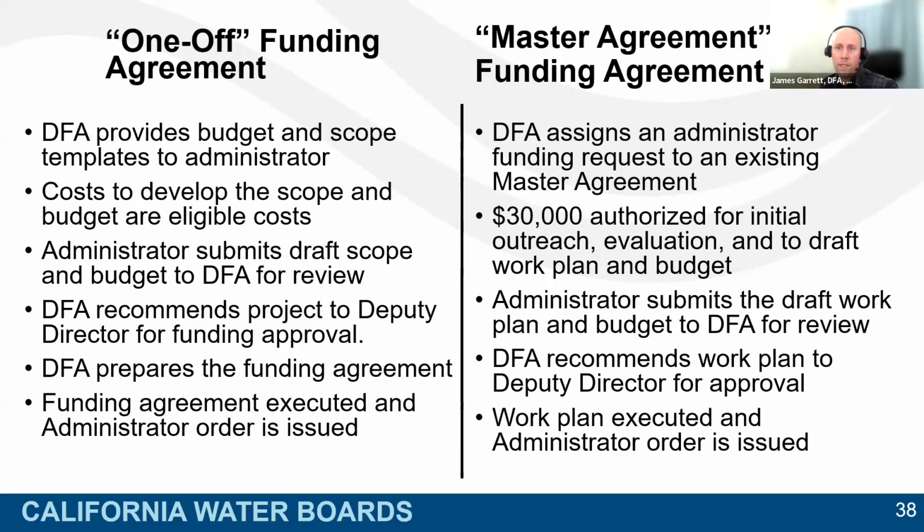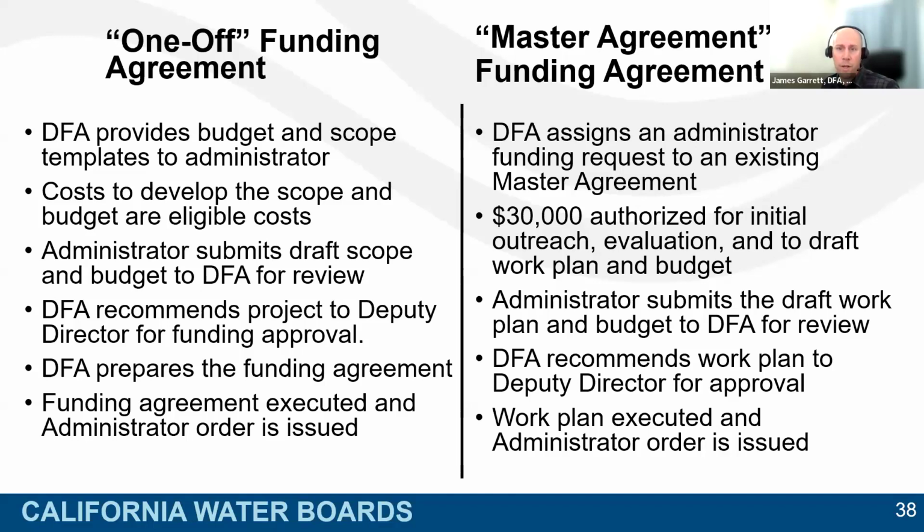So once DFA receives a funding request, which identifies the administrator that has a master agreement already executed with DFA, we would then assign the funding request as a work plan. Once assigned, that administrator is authorized under their master agreement to incur up to $30,000 to conduct initial outreach to the community, complete an evaluation of the system's needs, and draft a work plan and budget for the administrator assignment.